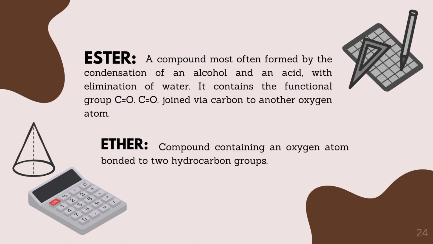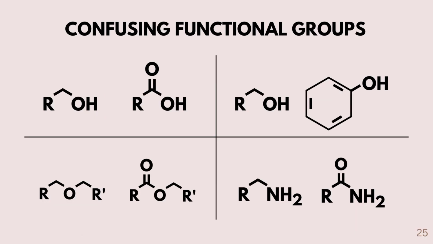May nababanggit na ester kanina. Ang ester is a compound most often formed by the condensation of an alcohol and an acid with elimination of water. It contains the functional group C double bond O, joined via carbon to another oxygen atom. Ang ether naman is a compound containing an oxygen atom bonded to two hydrocarbon groups.